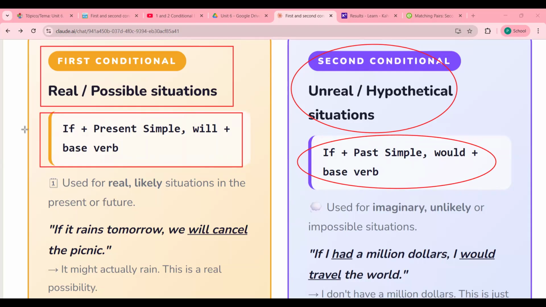Okay. One more time. I underline: present simple, real, possible situations. Past simple, unreal or hypothetical situations. Okay. It is the first and the second conditional. Do you have any questions?